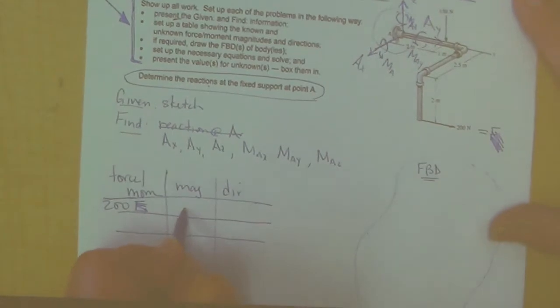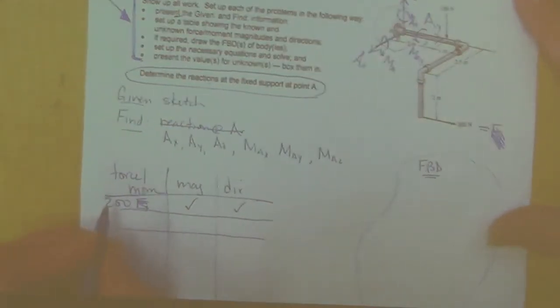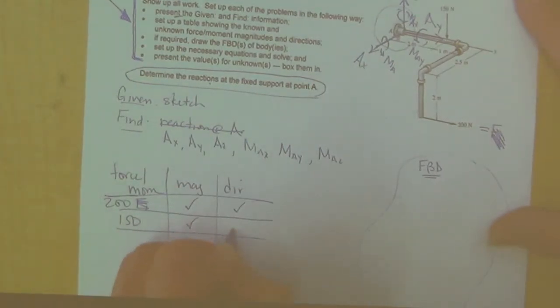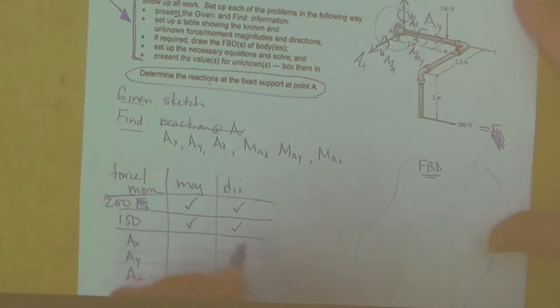So magnitude, we got. Direction, we got. Ivan, next one. 150? Magnitude, yeah. Direction, yeah. Mike? AX, AY, and AZ. What do we know? The directions. Just the direction, how about the magnitude?